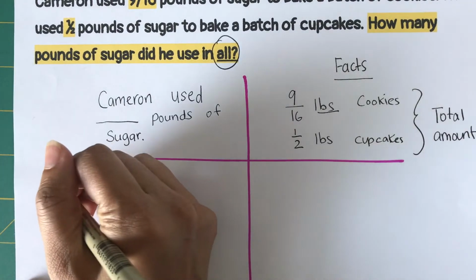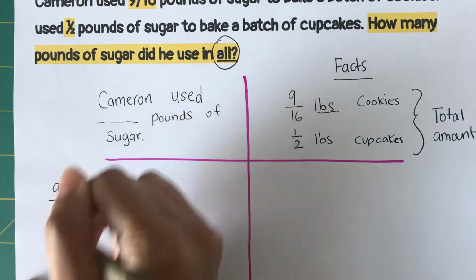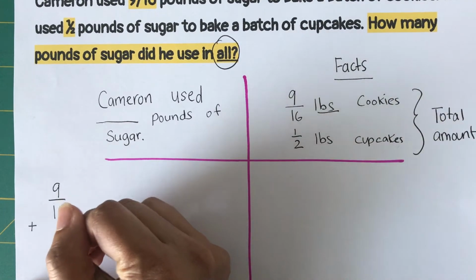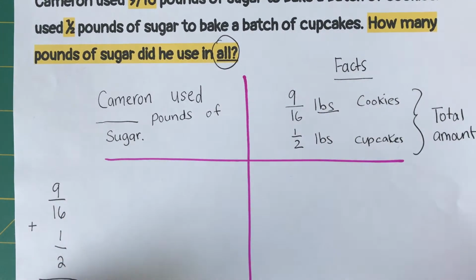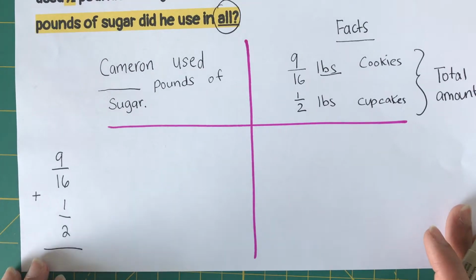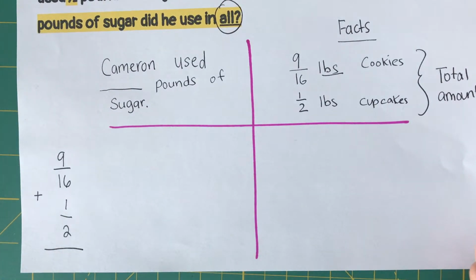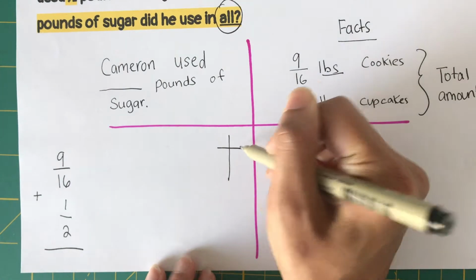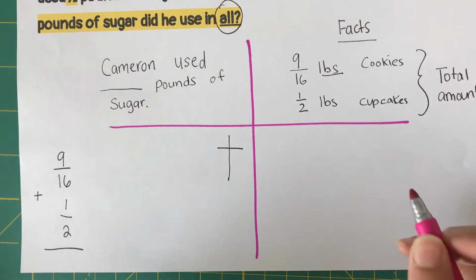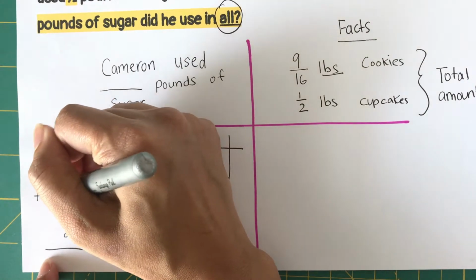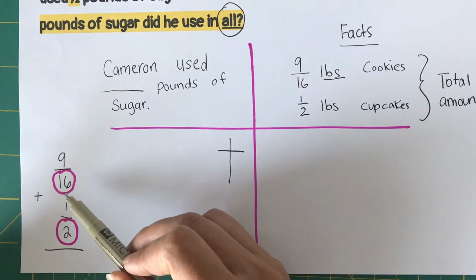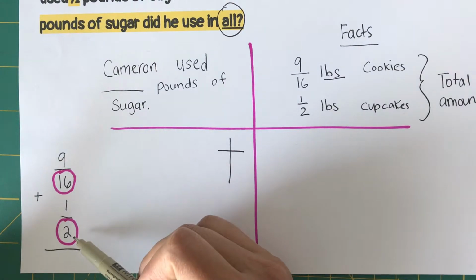Okay, that's how it looks. So the first thing you need to do is make a t-chart. And let's go ahead and circle the denominators. When we are adding fractions, we need to make sure our denominators are the same. And right now, this is 16 and this is 2, and they are not the same.